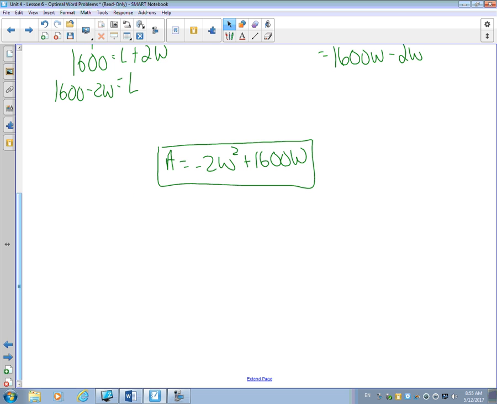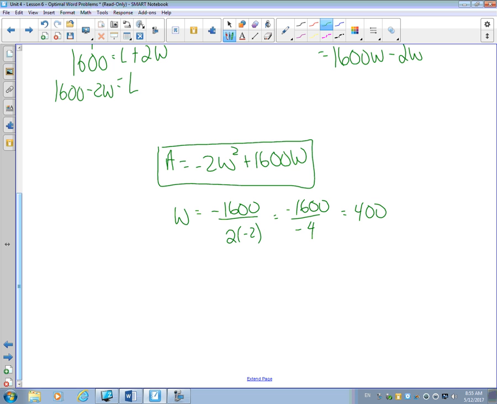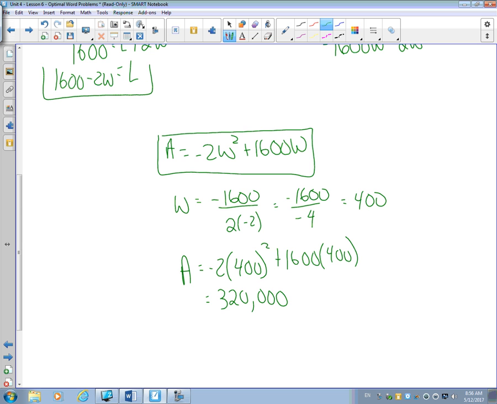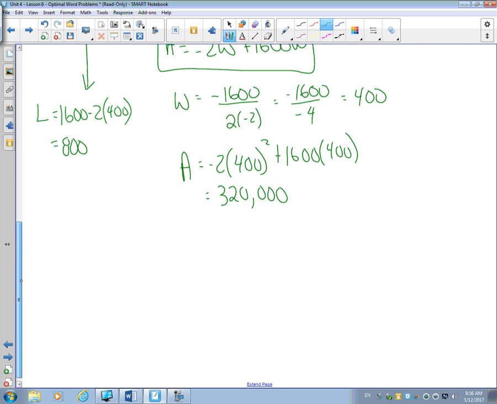Okay, I want to optimize this. So W equals negative b over 2a, negative 1,600 over 2 times negative 2, 1,600 over 4, which comes out to 400. I want to plug it back in. If I do that, I end up with 320,000. And I need L. I got W, I got A, I need L, but I've got a nice equation for L right here. So L will be 1,600 minus 2 W's, and W we just figured out was 400. So I get 800.